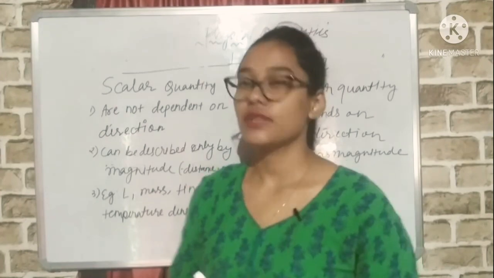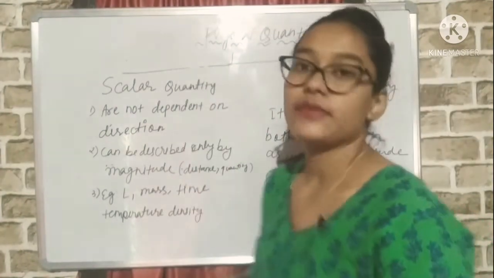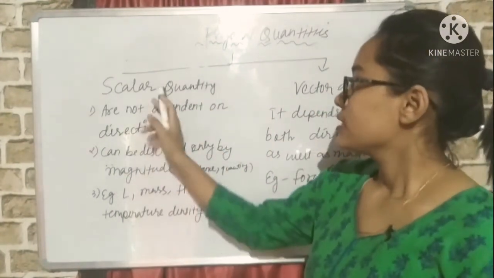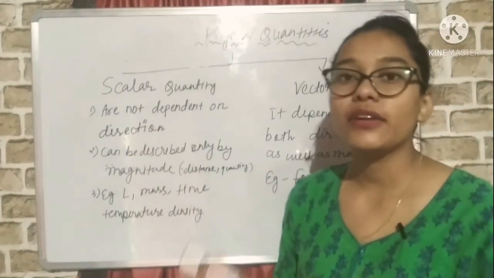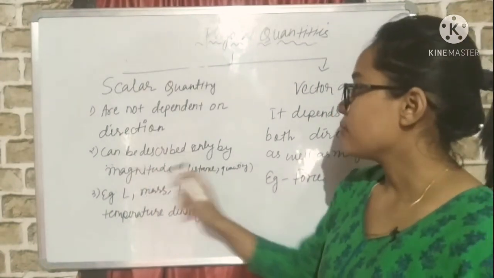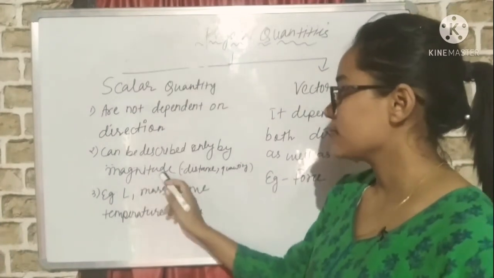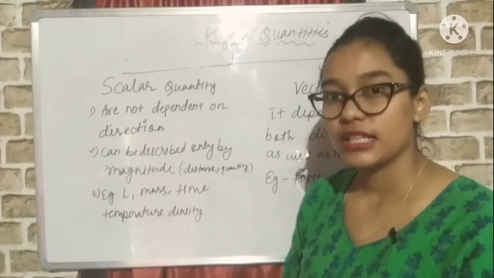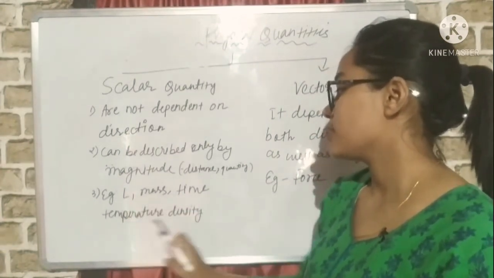Okay students, now you see what happened. This physical quantity is divided into two types: scalar quantity and vector quantity. You see, these scalar quantities are not dependent on direction. They don't depend on direction. They can be described only by magnitude. What is magnitude? Any distance or quantity is termed as magnitude. Examples: length, mass, time, temperature, density.